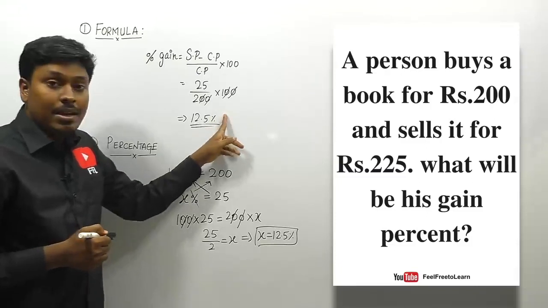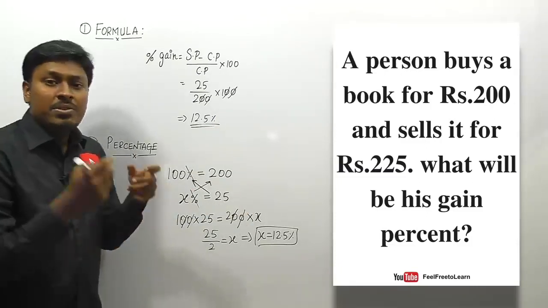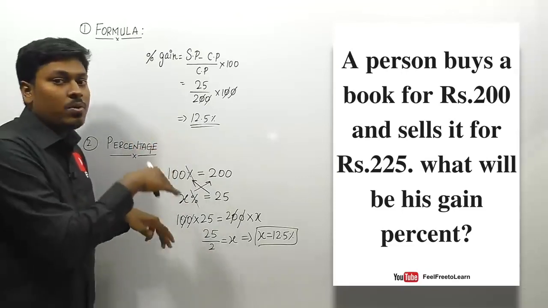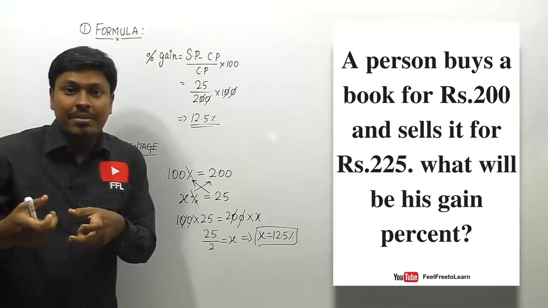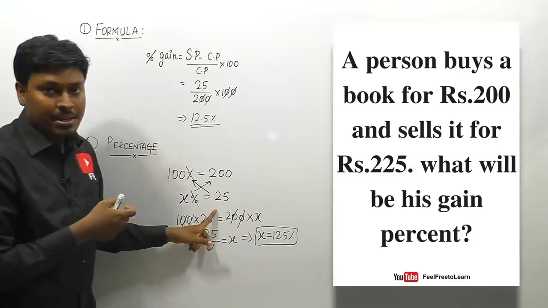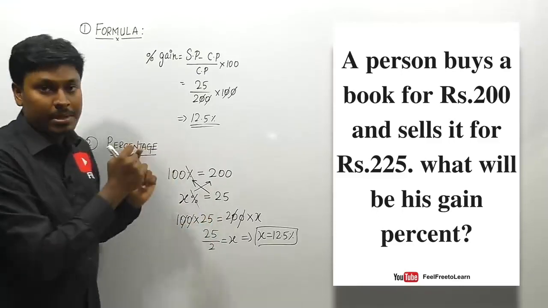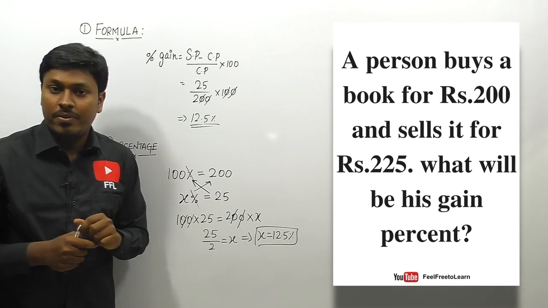So it's a formula method and it's a percentage method. So every question, some questions should be solved only by using a formula method. We can go and apply the percentage method. But in case if there is any toughest question, some students will feel tougher to solve by using a percentage method. In that case, you can use a formula method. So learn both the methods. Definitely it will help you to crack a profit loss question.